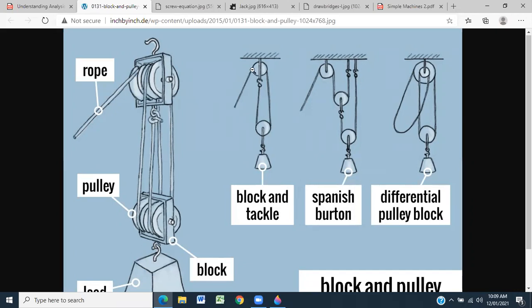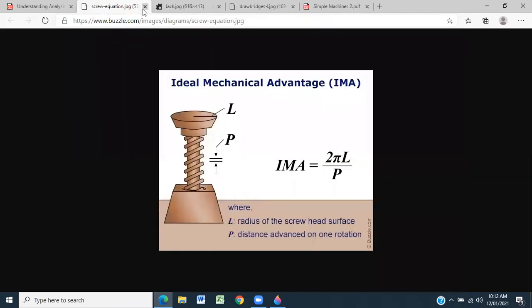So what we find is that when we apply the effort for, let's say, 1 meter here, this mass would be raised half a meter, because the rope or the cable in this block and tackle, this one with just two pulleys, doubles. So if we pull 2 meters on this rope, the load here is just going to travel 1 meter up. So for the pulleys, it's the number of pulleys in the system. That's the velocity ratio. For the screw, it's this formula here.